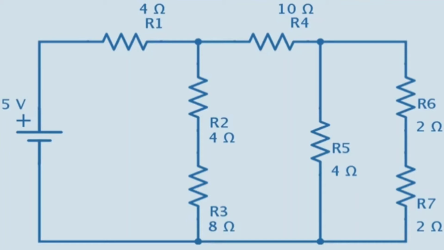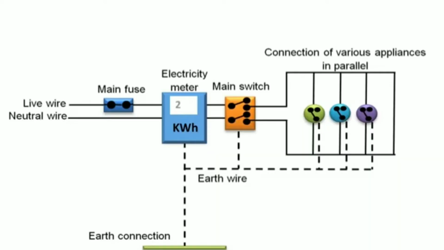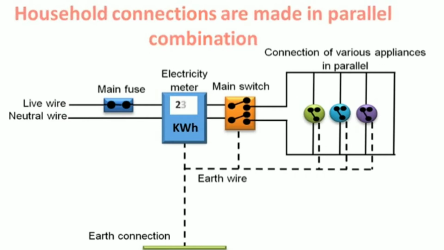In this part of the unit current electricity, you will learn about series and parallel combination of resistors. You might have seen in our houses, different appliances are connected in parallel combination.